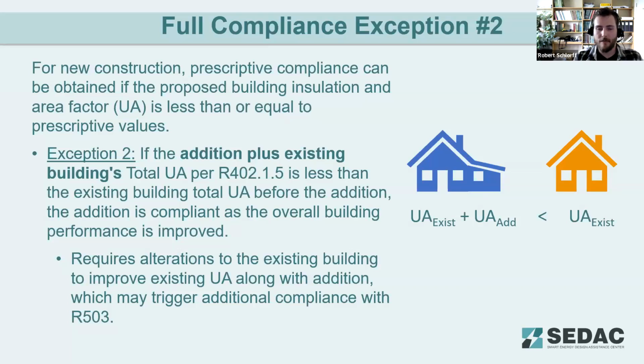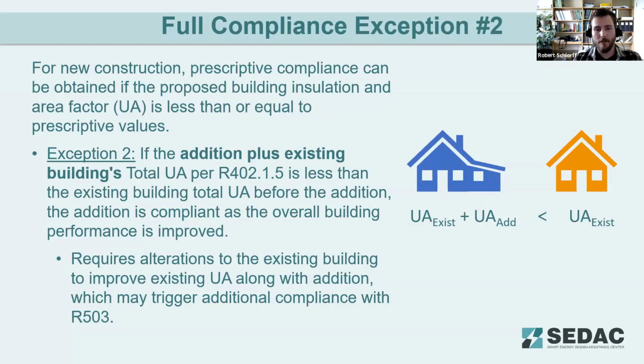So again, it's kind of that same idea. We can't make anything worse. We need to improve things. So in this case, you're taking a look at the total UA of the addition plus the existing building. So think of our blue little building there. You're adding up the UA both of the existing and the addition. That UA must be less than the UA of the existing structure before the addition.